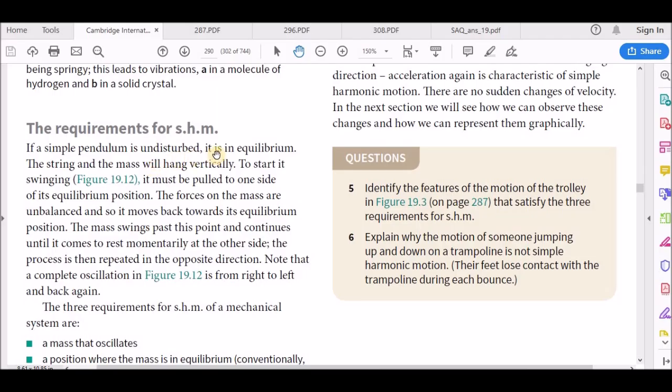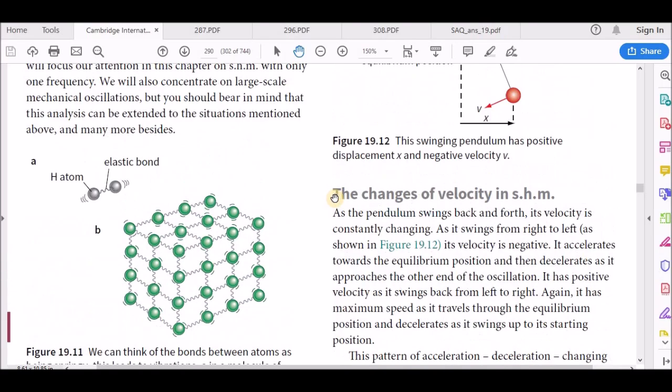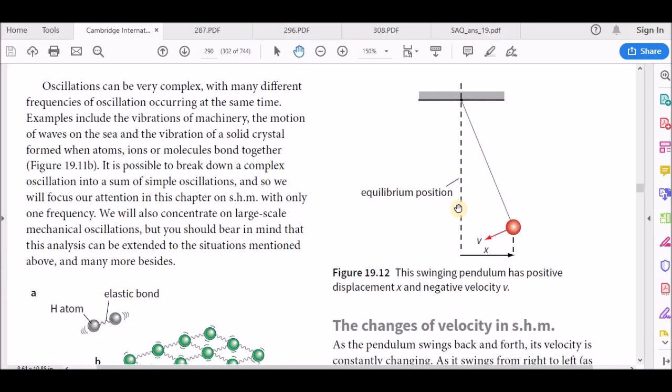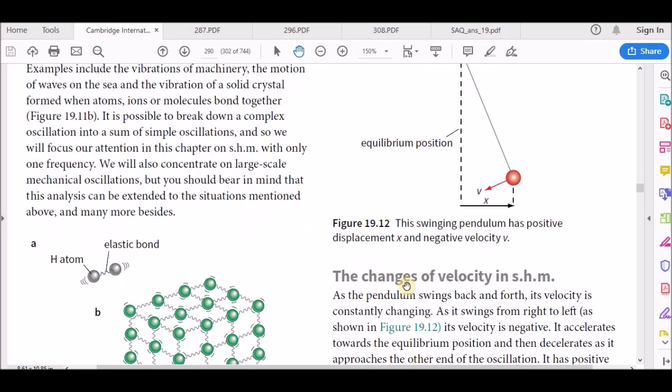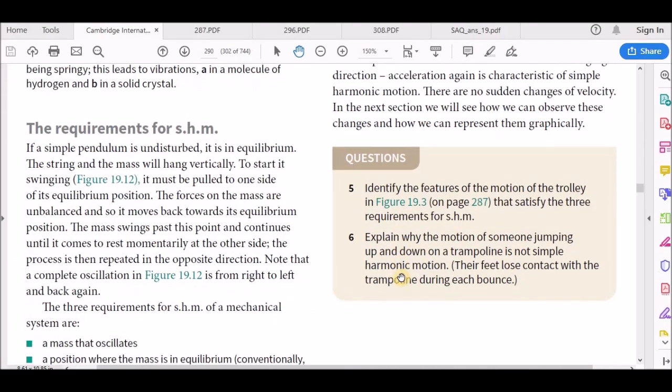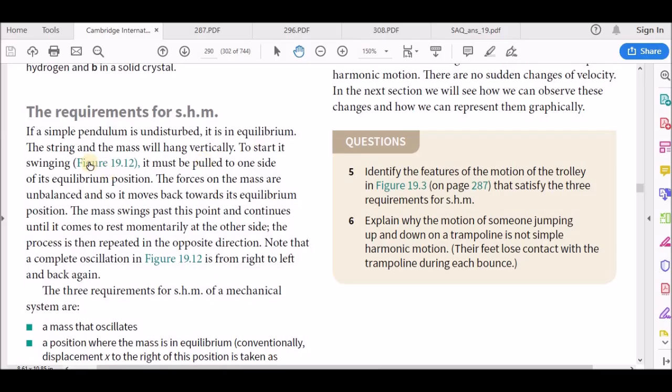If a pendulum is undisturbed, it is in equilibrium. Why? Because the forces are balanced. When this pendulum is in the vertical position, the weight force is equal to the tension in the string. So the forces are balanced, it is in equilibrium. The string and the mass will hang vertically. To start it swinging, it must be pulled to one side of its equilibrium position. The forces on the mass are unbalanced, and so it moves back towards its equilibrium.